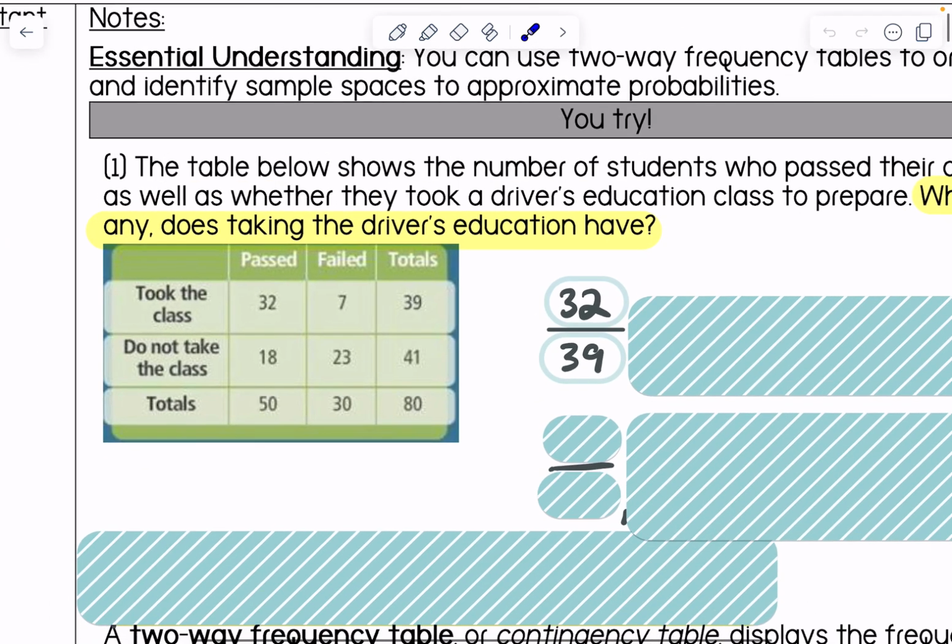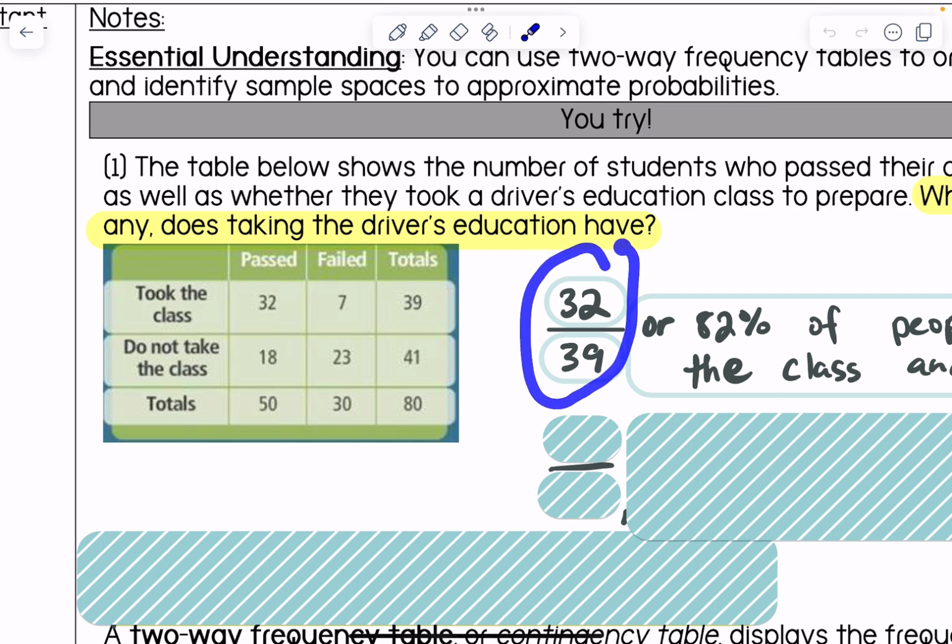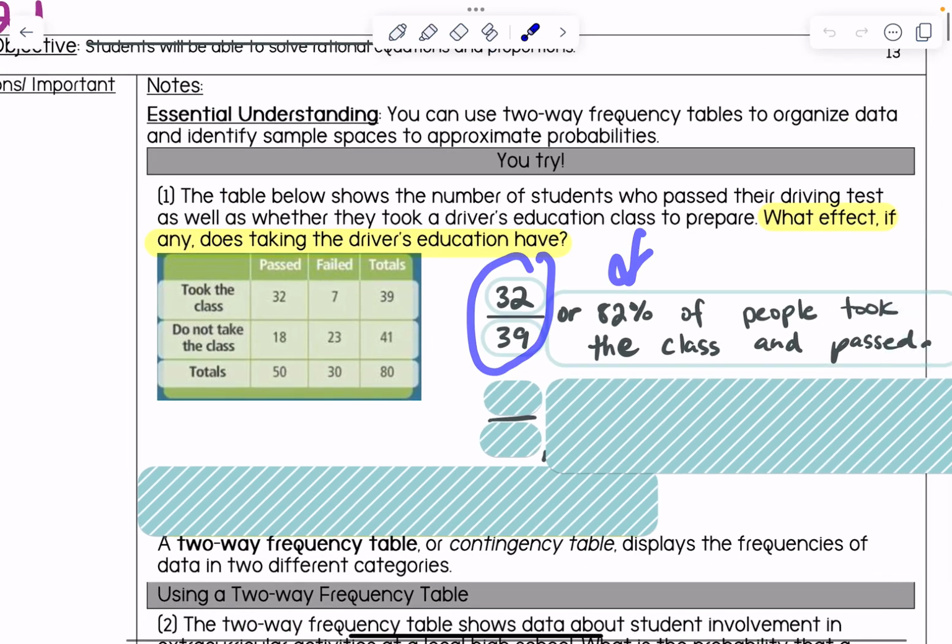If we were to make that into a fraction, well, technically it's already a fraction, but if you were to put it in your calculator and press enter, it'd be a simplified fraction, or just do top divided by bottom times 100 to get that 82%. So 32 of the 39 students, or 82% of people, took the class and passed.